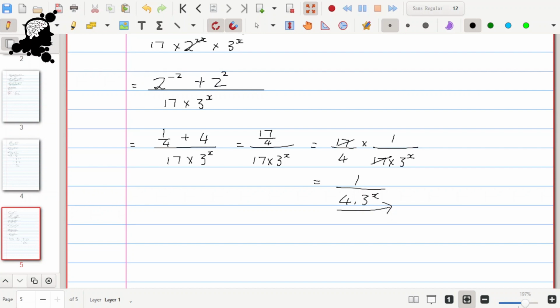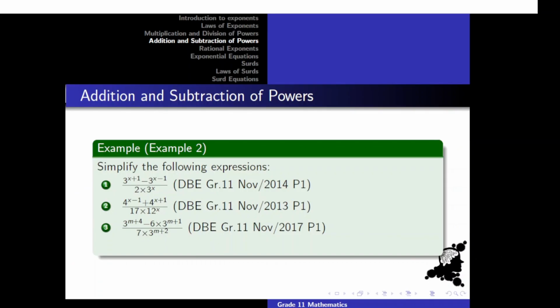If it happened that I had a negative exponent, let's say, for argument's sake, 3 to the power minus x, I would have taken this to the top so that it becomes 3 to the power positive x. Because remember, when working with exponents, your answers should always have positive exponents. Please keep this in mind. Let's look at the next question.